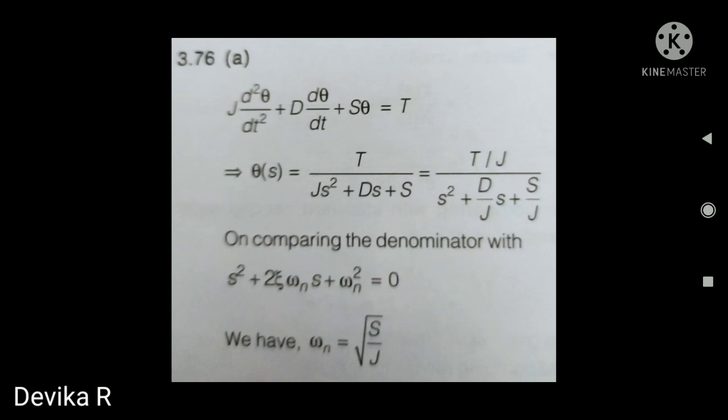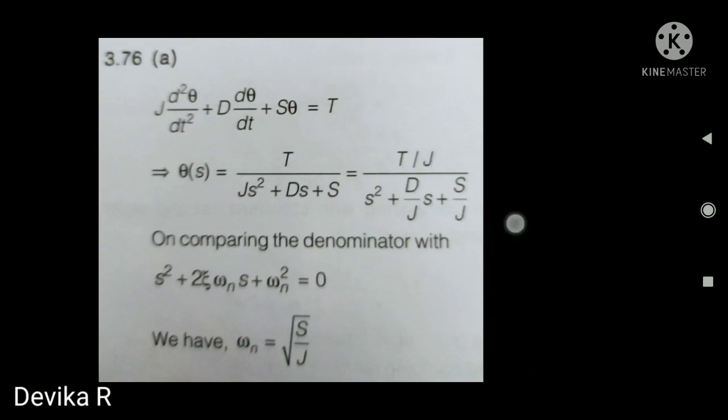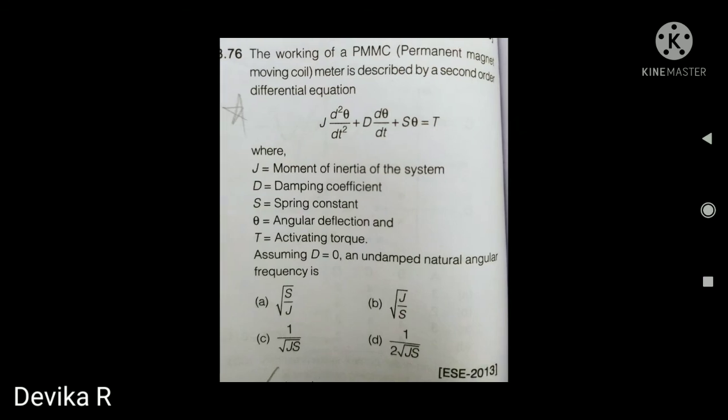So the term is similar to the second order characteristic equation. Then substitute omega n squared equal to S by J, then omega n equal to root of S by J. Just turn this characteristic coefficient equation into the second order characteristic equation, then only you can find the correct answer here. What is the right answer here? It is A, root of S by J.